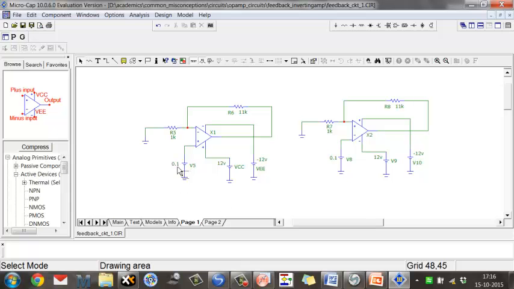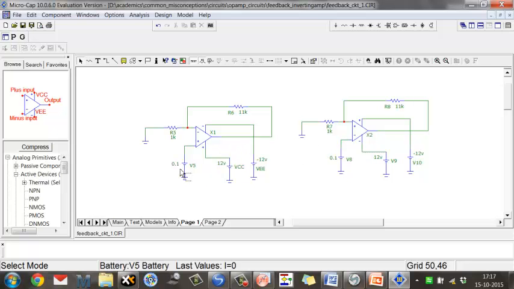In one case, I've applied 0.1, which goes to the positive terminal, and this is the circuit with a normal negative feedback. And in this case, I've applied it to the negative terminal. The circuit is with the positive feedback. So one with positive feedback, the other one is with negative feedback, right? These two circuits are there.